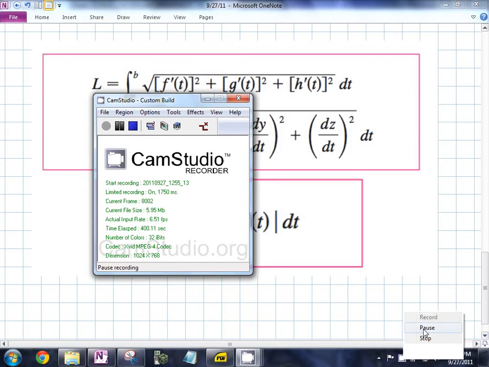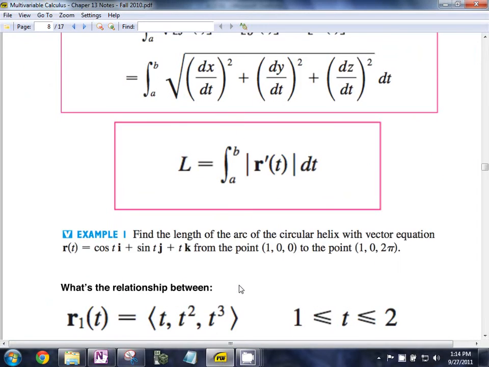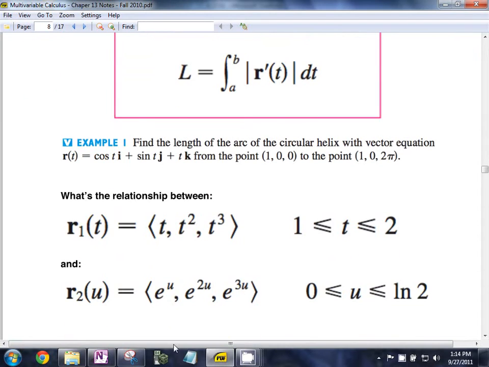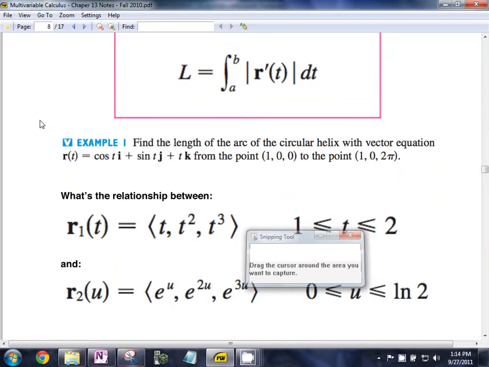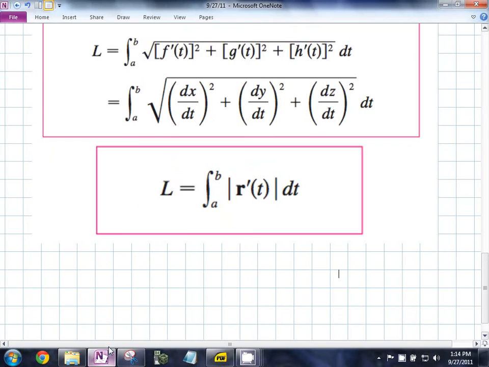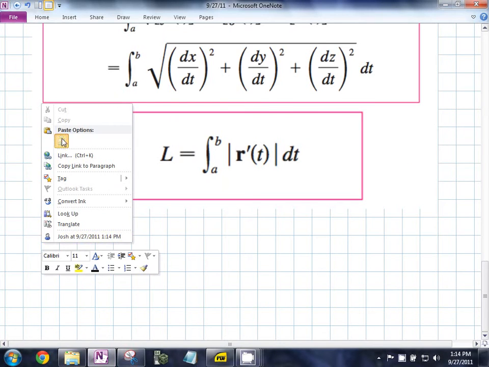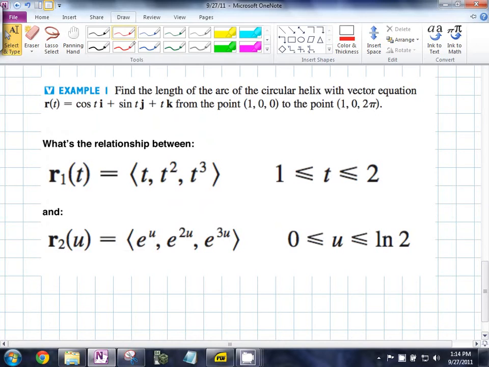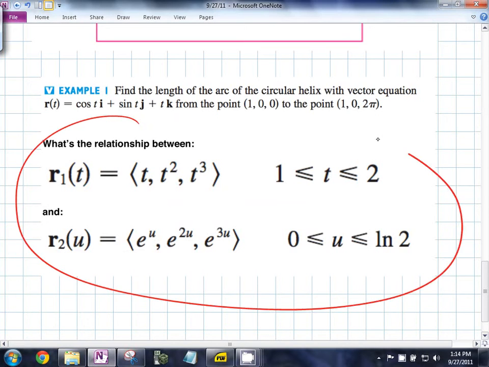Okay, so let's look at what comes next. There's an example I want us to do, and something first. Let's look at the bottom half of this first. What's the relationship between these two space curves, R1 of t and R2 of u? Raise your hand and then tell me what the relationship is between the two.